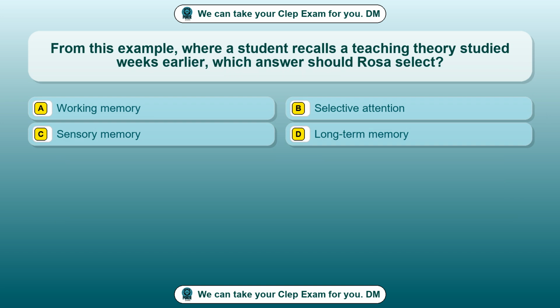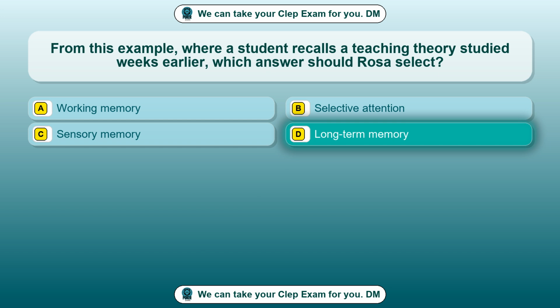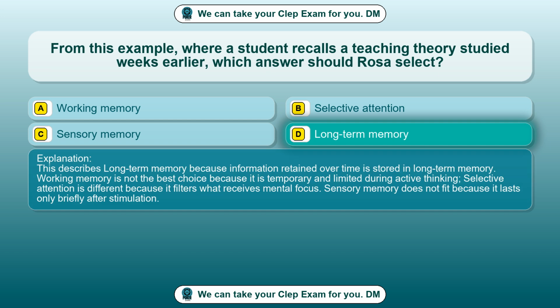Question 35. From this example, where a student recalls a teaching theory studied weeks earlier, which answer should Rosa select? Option A, working memory. Option B, selective attention. Option C, sensory memory. Option D, long-term memory. The correct answer is option D, long-term memory. This describes long-term memory because information retained over time is stored in long-term memory.